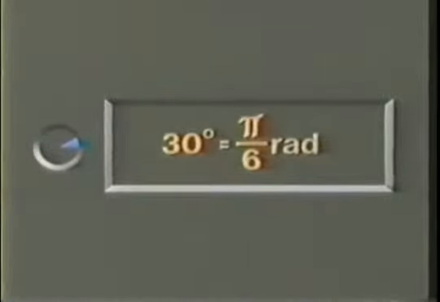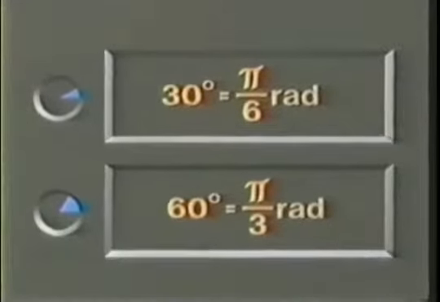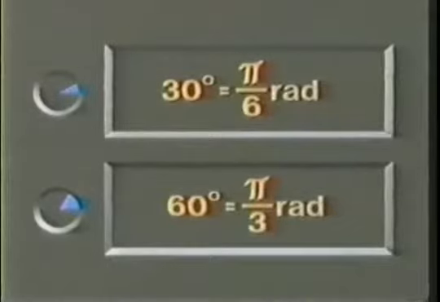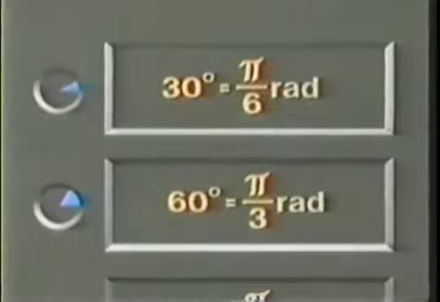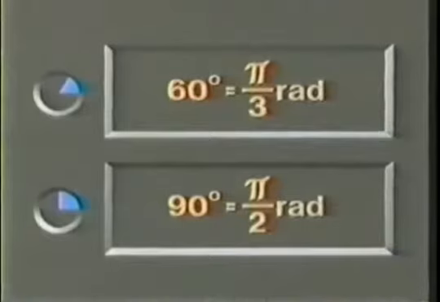We know that pi is about 3.14, but we usually don't approximate these expressions. It's not difficult to work with pi. We just carry it around as a factor. 60 degrees equals pi over 3 radians. And 90 degrees is pi over 2 radians.